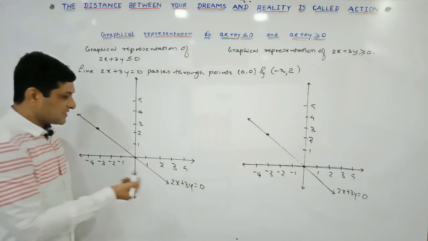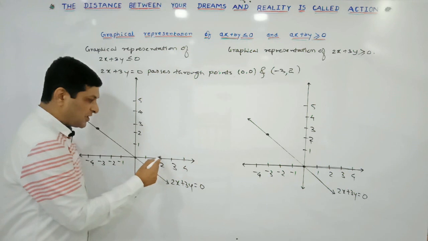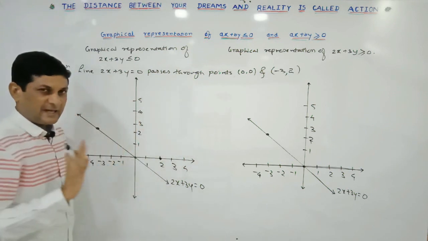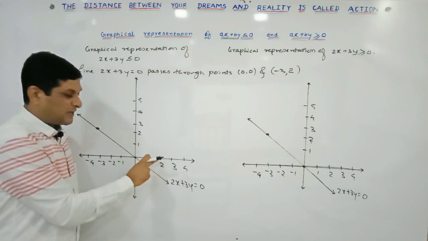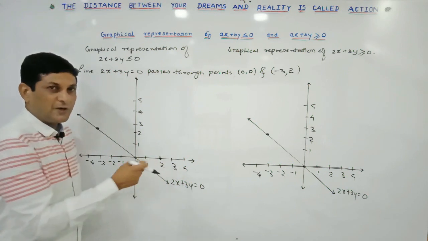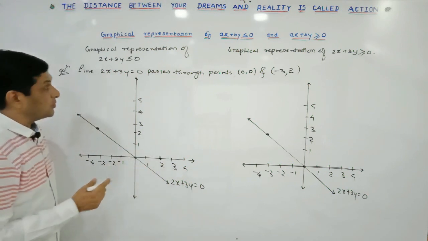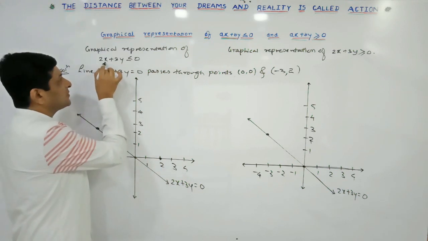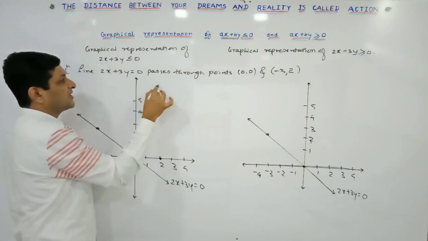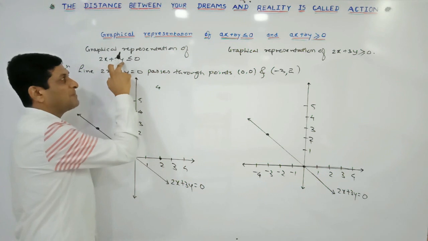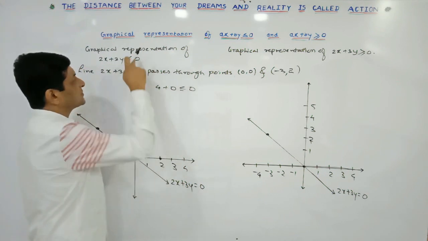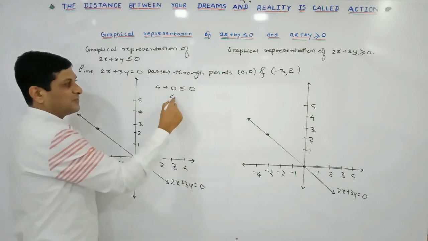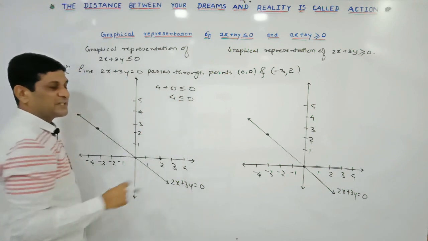So let us suppose this is 1 point on 1 half plane. What are the coordinates of this point? (2, 0). This point lies on the x-axis, so its y coordinate is 0 and its x coordinate is 2. So if I substitute x equal to 2 here, 2 into 2 will become 4, and if I replace y by 0, we get 4 less than or equal to, keeping the right hand side 0 as it is. 4 is less than or equal to 0. Is it true or false?